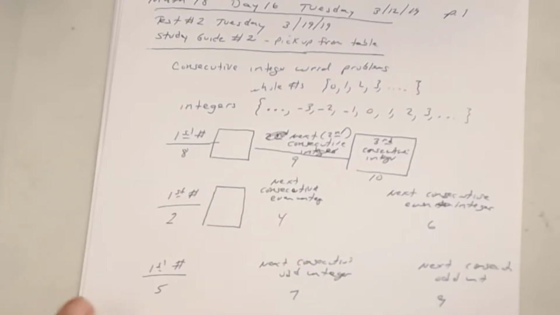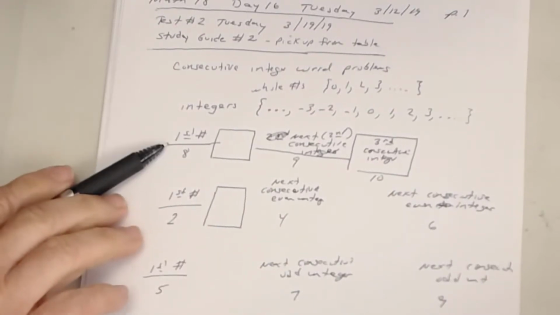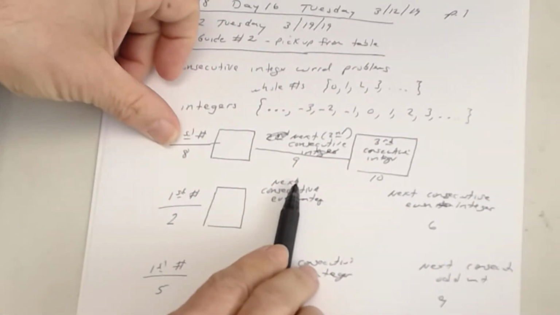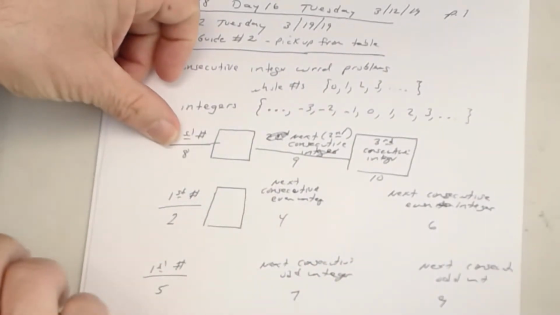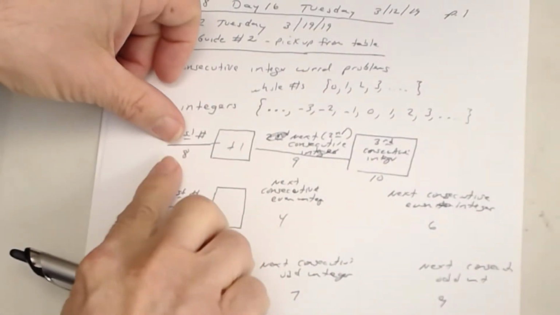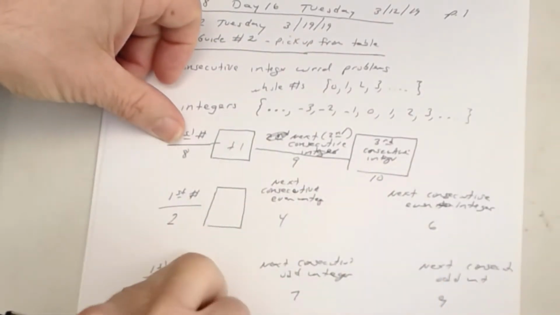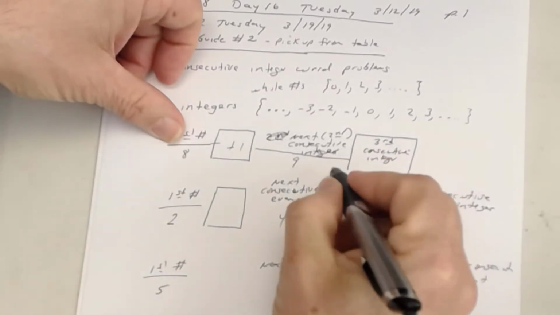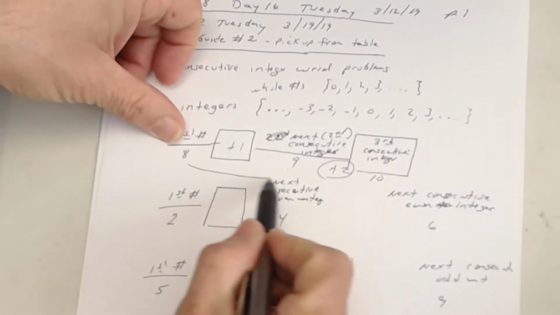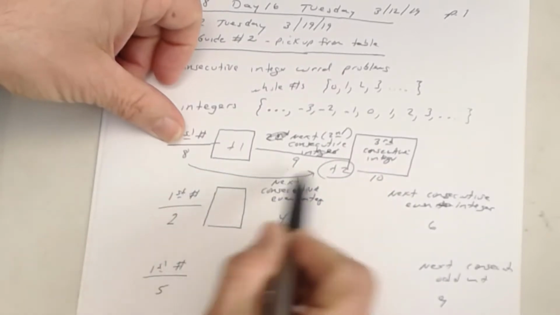All right, let's go back to consecutive integer right here. If my first one is 8, my next one's 9, correct? What do I need to add to 8 to get 9? Plus 1, so I added plus 1, correct? What do I need to add to 8 to get 10? Plus 2. Now don't forget, that doesn't mean 9 plus 2, that means 8 plus 2. Okay, so 8 plus 2 is 10.